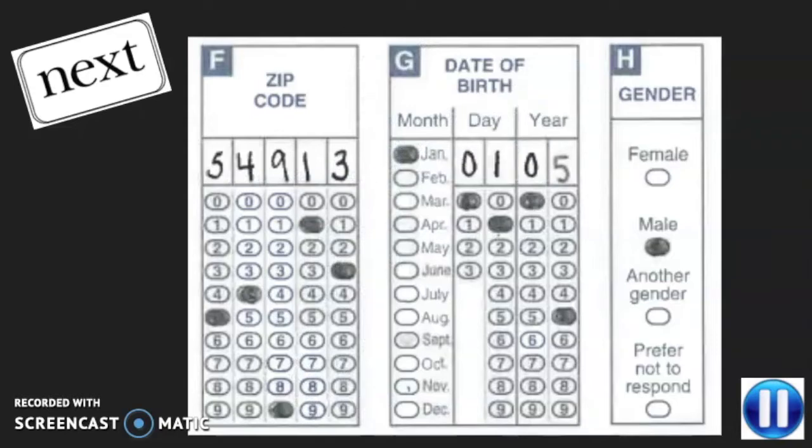Next, students will be filling in boxes F, G, and H. Please make sure you fill in both the top boxes as well as the corresponding bubbles below. Homeroom advisors, please pause the video until all students have completed this step.